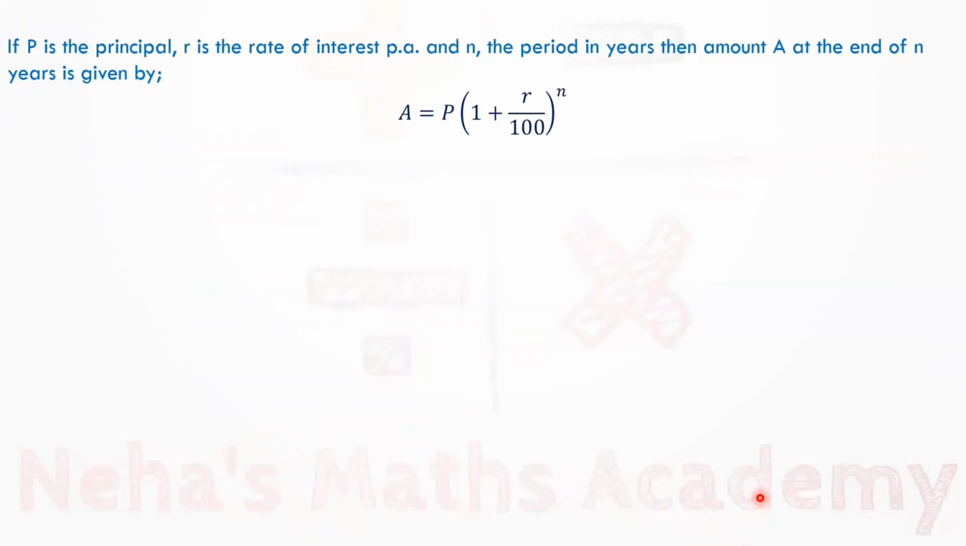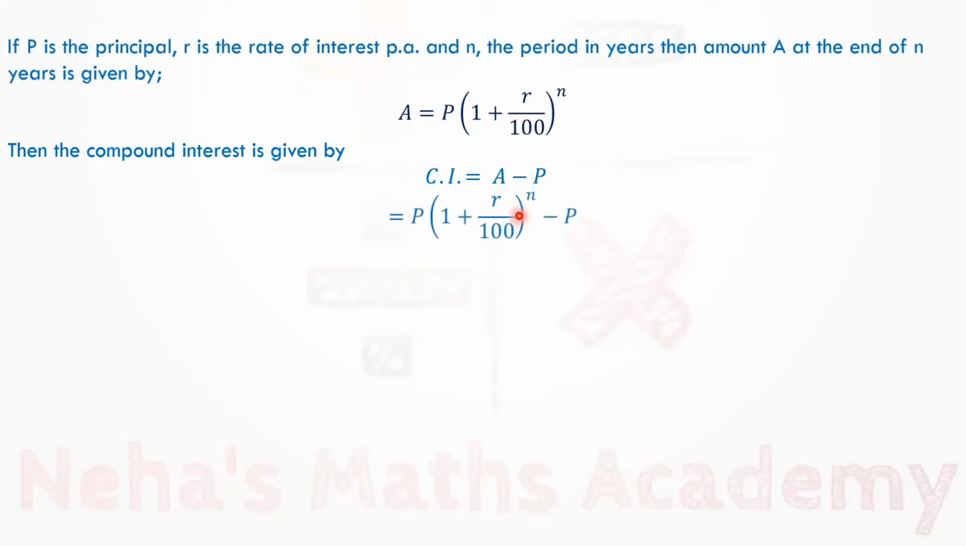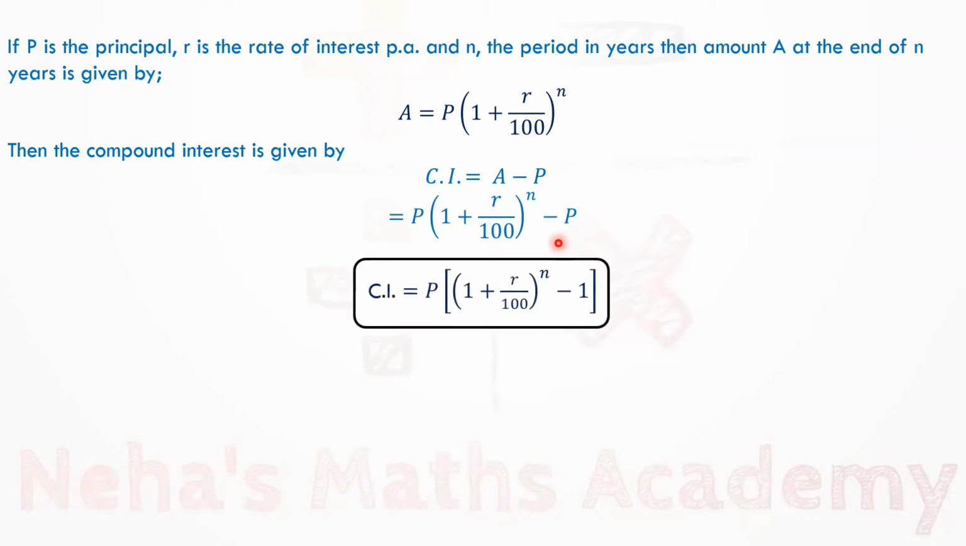If capital P is the principal and R is the rate of interest per annum and N is the period in years, then amount A at the end of N years is given by A is equal to P into 1 plus R upon 100 raised to N. Then the compound interest is given by CI, that is compound interest is equal to A, that is amount, minus P, principal amount. So it is P into 1 plus R upon 100 raised to N, minus P. Just take out P as common outside the bracket. So compound interest is equal to P times 1 plus R upon 100 raised to N minus 1.